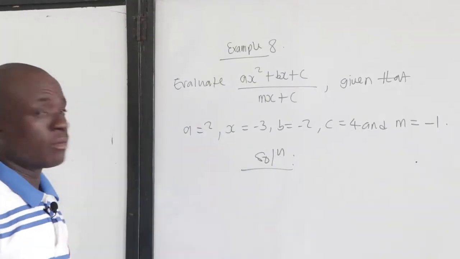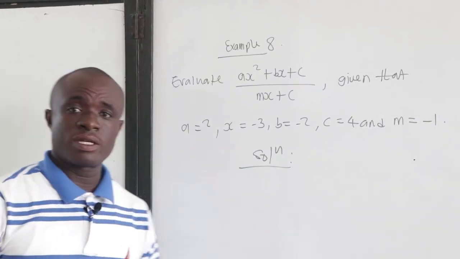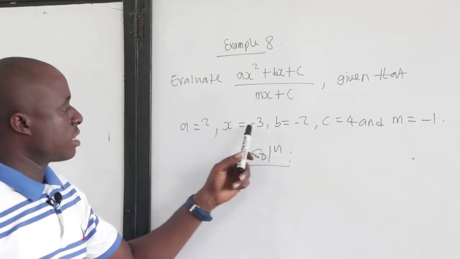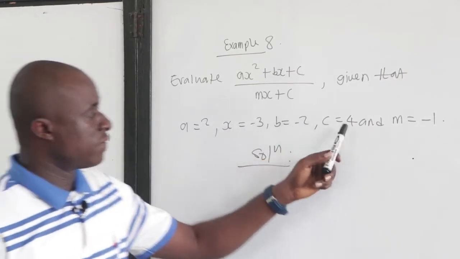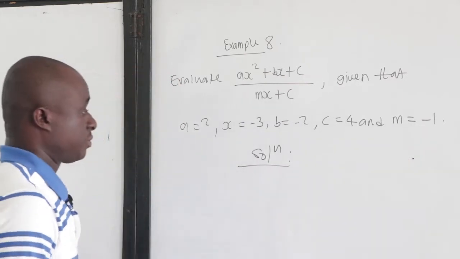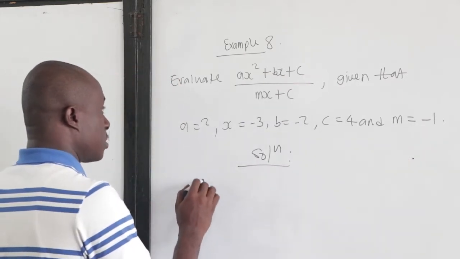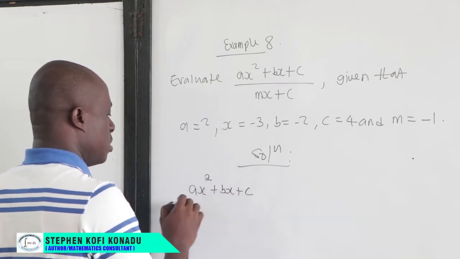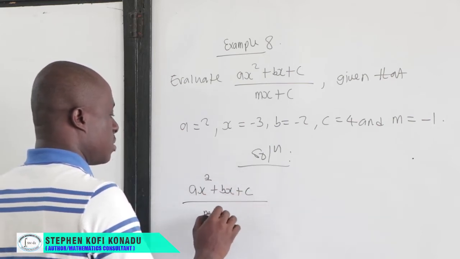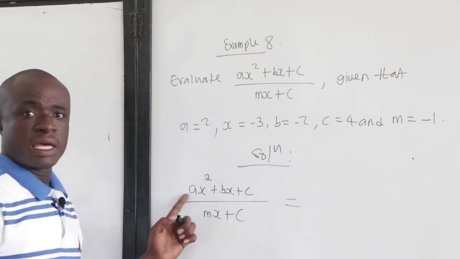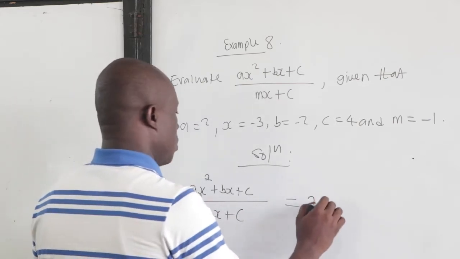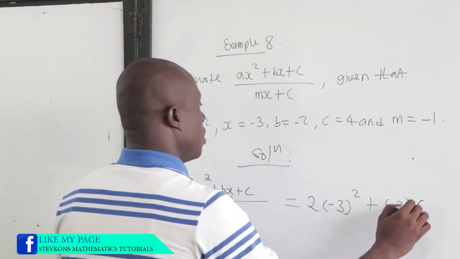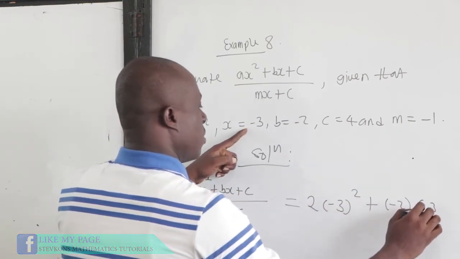Now let's consider this past question. We have ax squared plus bx plus c all over mx plus c. Given that a is 2, x is negative 3, b is negative 2, c is 4, and then m is negative 1. So we have ax squared plus bx plus c all over mx plus c. Now what is our a? Our a is 2. What is our x? Is negative 3. B, that's negative 2. X is negative 3.